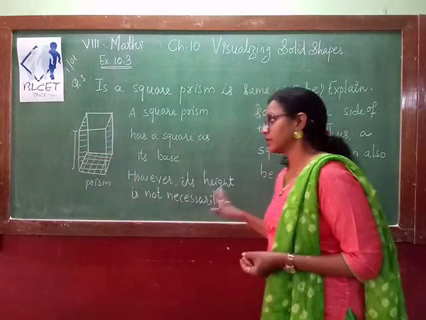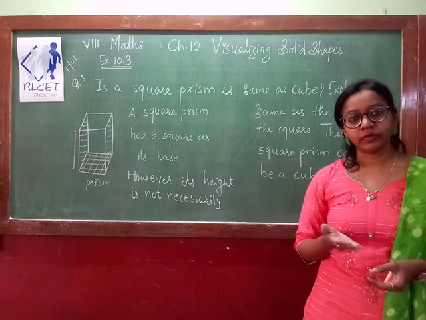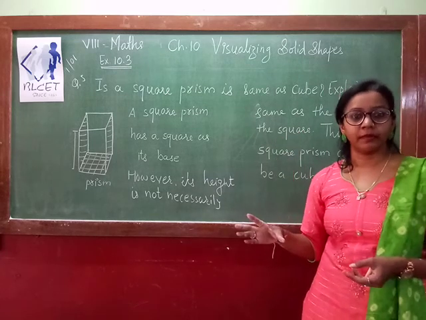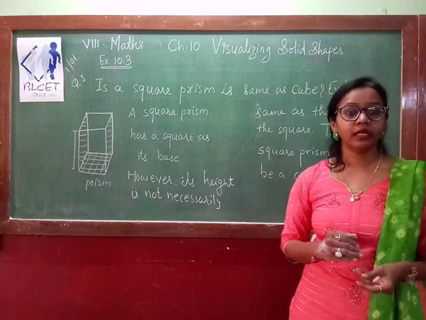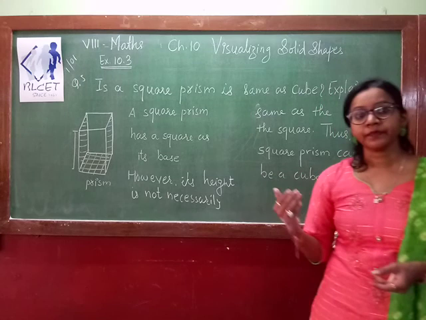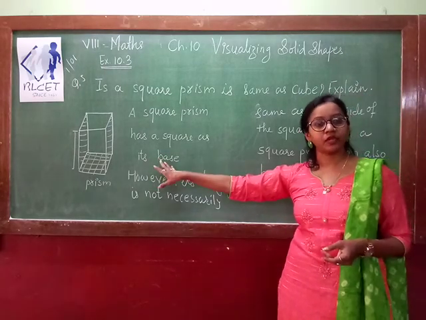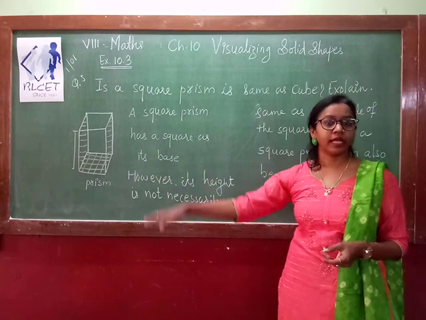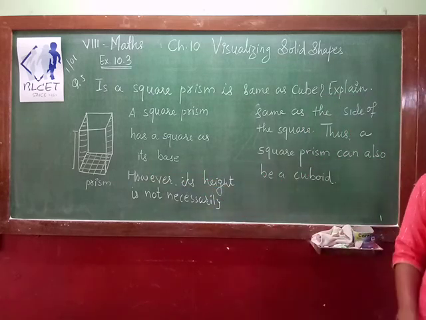So this is the reason. It depends on the height. Your base is in the shape of a square, so it is a square prism. But whether it is a cube depends on the height of that particular prism. If the height is the same as the base, then it is a cube. Otherwise it can be a cuboid. So this is the answer to your question number 5. Move on to the next question.